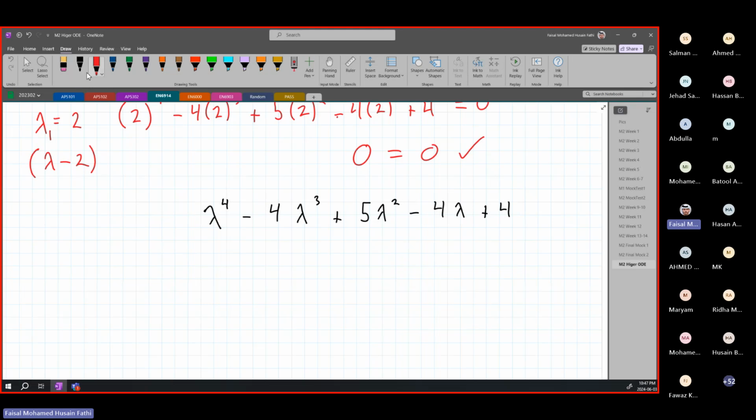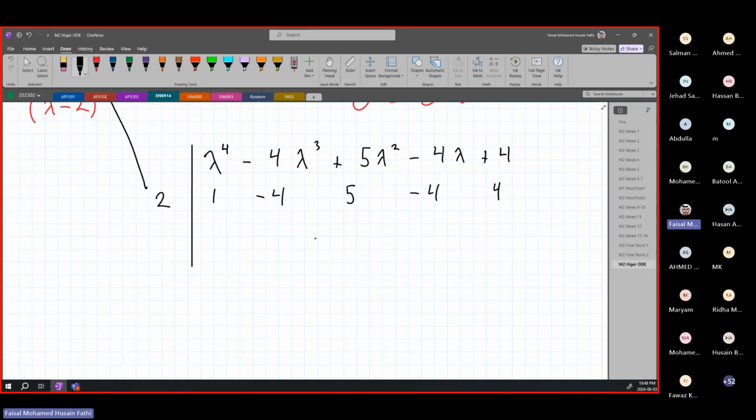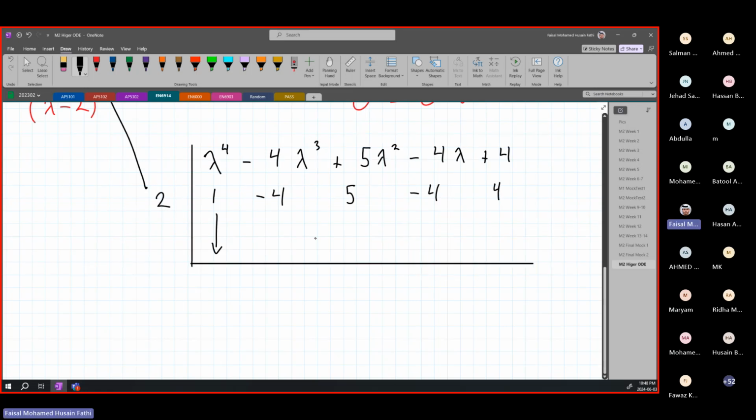You can either do long division, which will take a bit of time, or you can do the shortcut. So now our value is 2. All right. This is just the lambda that we found to be a factor. This is 1 minus 4, 5 minus 4, and 4. So the steps, again, the first one, you're just going to take it all the way to the bottom. And to come 1, you're going to be multiplying 2 times 1. So this is multiplication, and the answer is going to be here.